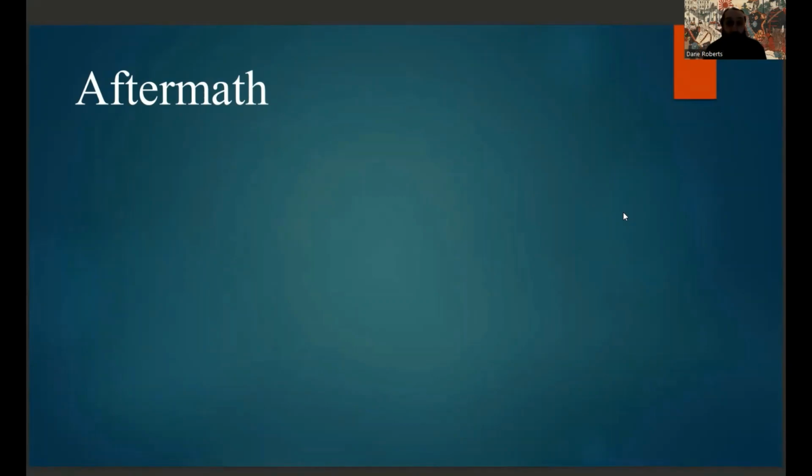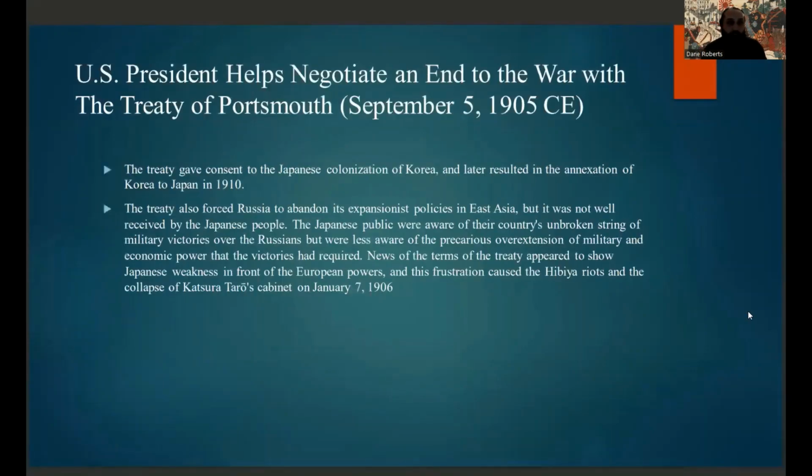Essentially, much like the first Sino-Japanese War, it was essentially a sweep for Japan. Japan, as you saw, very clearly dominated the Russian Empire during this war. Well, for one thing, the U.S. President Theodore Roosevelt would help negotiate the end of the war with the Treaty of Portsmouth. The treaty gave consent to the Japanese colonization of Korea and later resulted in the annexation of Korea into Japan.